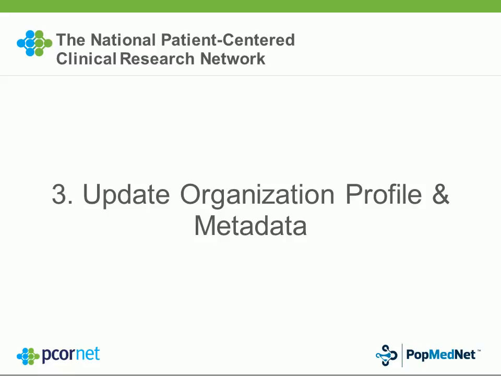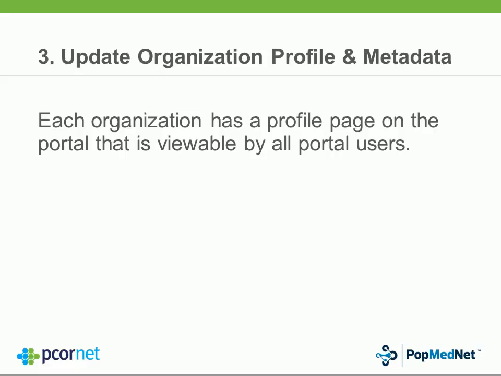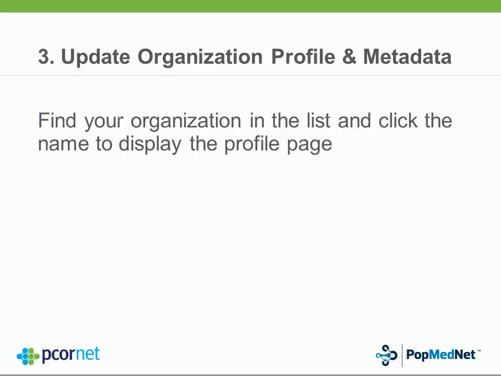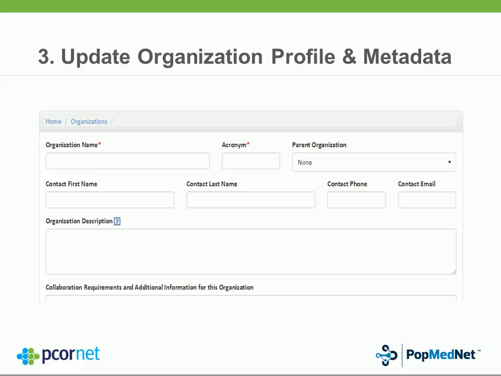That brings us to our third step: update organization profile and metadata. After logging into the Query Tool portal, you should update your organization's profile and metadata. Each CDRN and each site within the CDRN has its own profile page on the portal that is viewable by all portal users. To update this information, hover over the Network tab at the top of the Query Tool homepage and click on Organizations, as shown here. Find your organization in the list and click on it to display the profile page. You'll see a page similar to the one shown here, filled in with some of your organization's basic information.